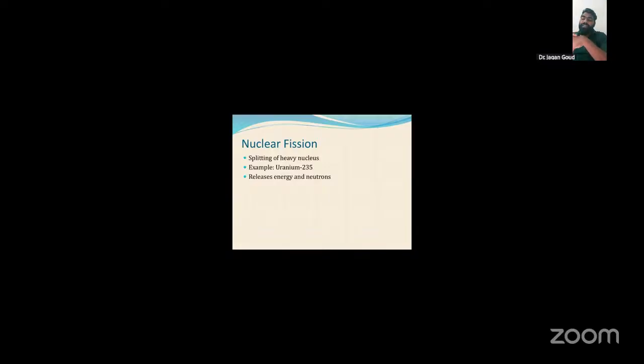Release of energy and neutrons. What is the source of energy? The energy released in fission comes from the difference in mass between the original nucleus and the final products. This mass difference is converted into energy according to E equals mc squared, from the theory of relativity. Even a tiny loss of mass results in an enormous amount of energy.